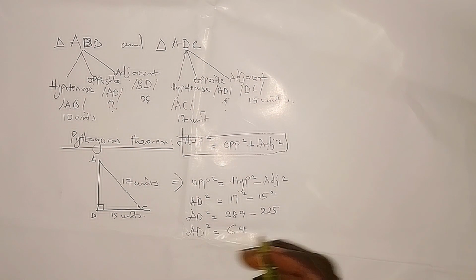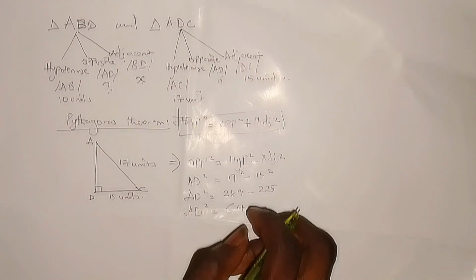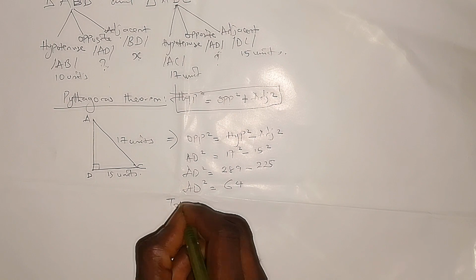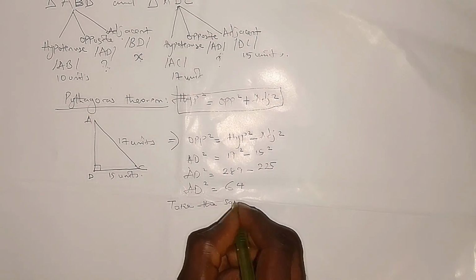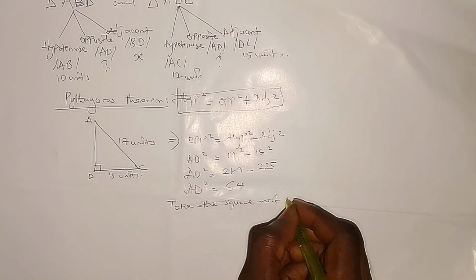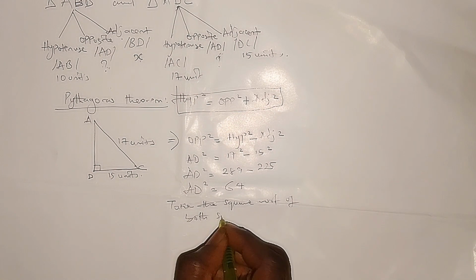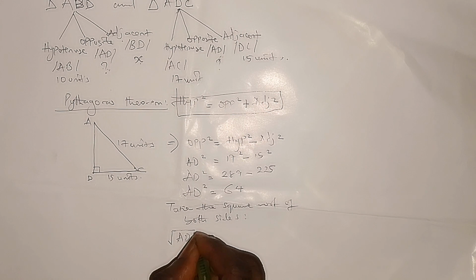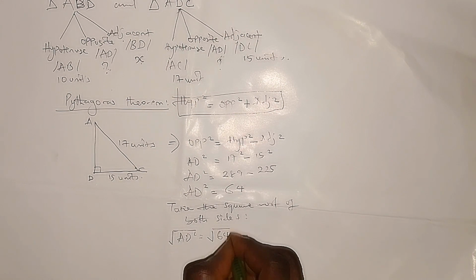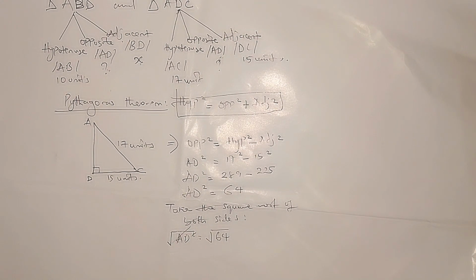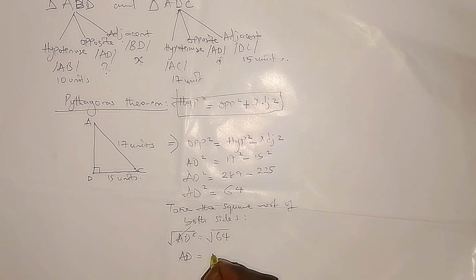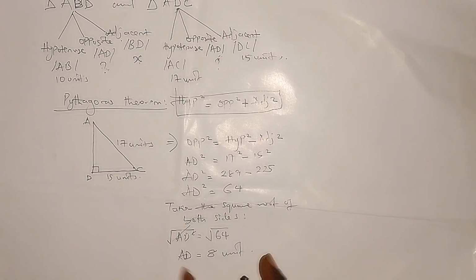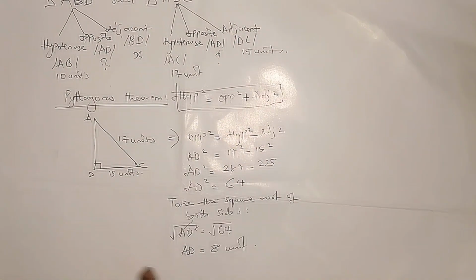Now, how do we now get AD? Remember, we're not looking for AD square, but rather we're looking for what? AD. So in order for you to get AD, you're going to take the square root of both sides. Now, if we take the square root of both sides, it becomes the square root of AD square equals the square root of 64. And you see that AD equals 8. So we're going to have AD, which is the opposite side, as what? 8 units.